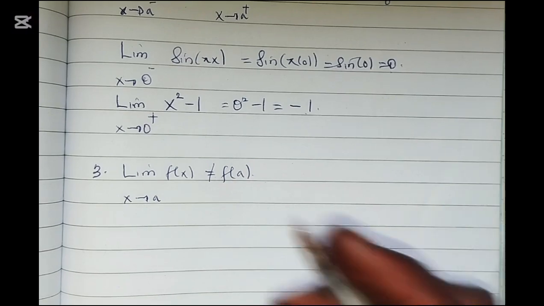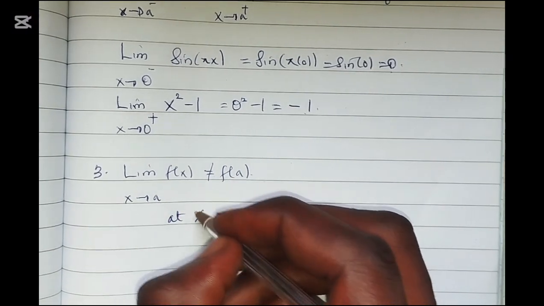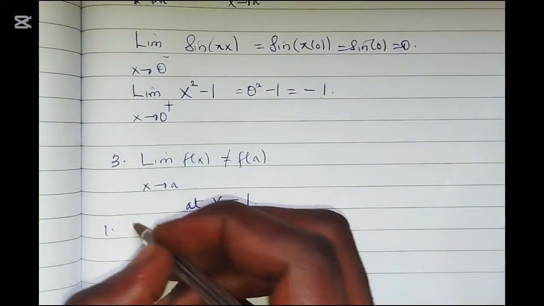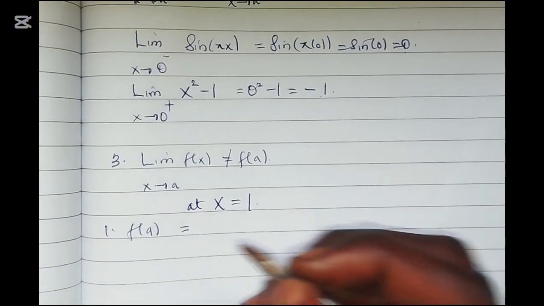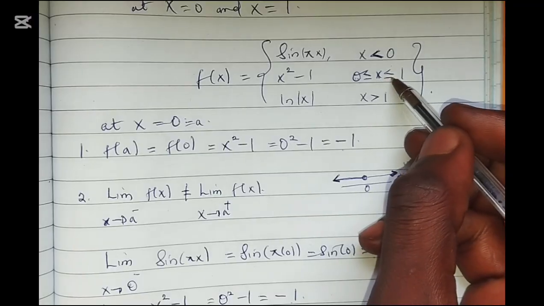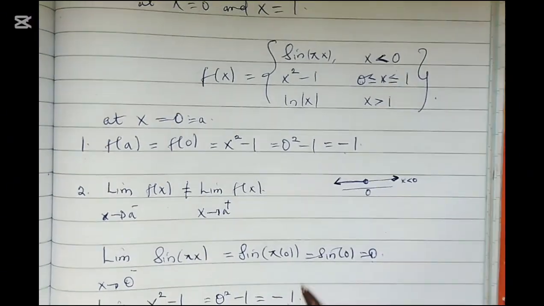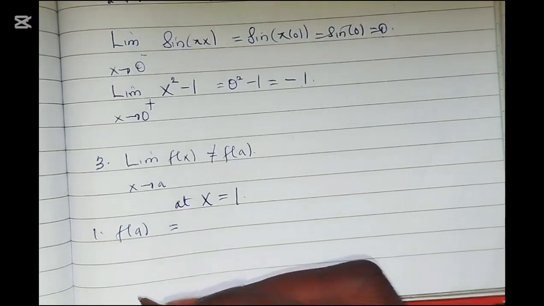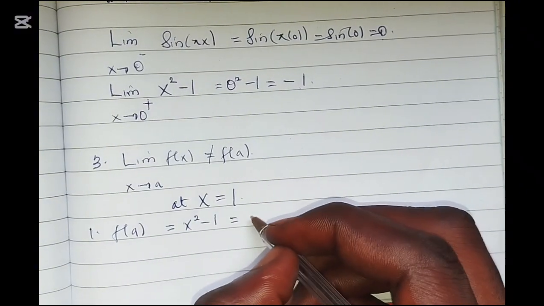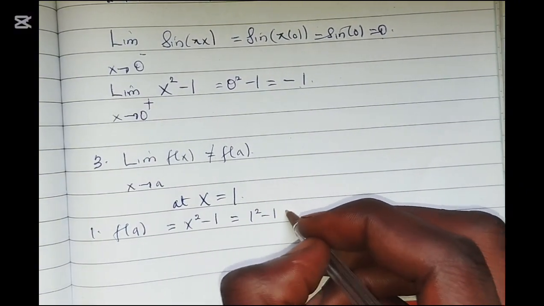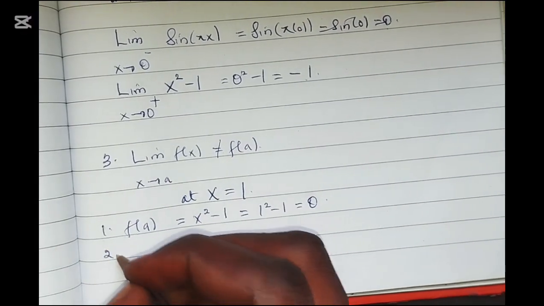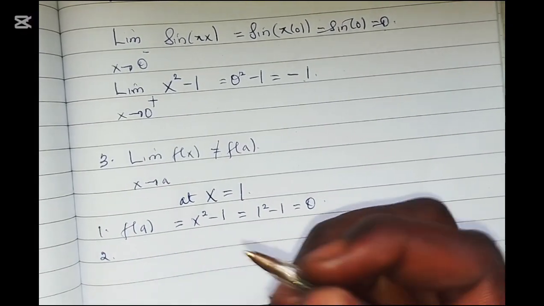Now at x equals 1, let's define f of a. Now f of a will be equal to, where do we have x equaling 1? Here we have x equaling 1. We'll pick x squared minus 1, which is equal to 1 squared minus 1, which is equal to 0. Now that is defined. Now too, the limit must also exist.